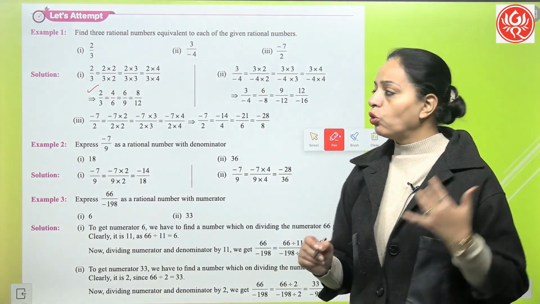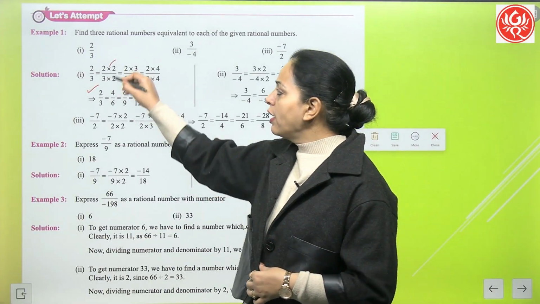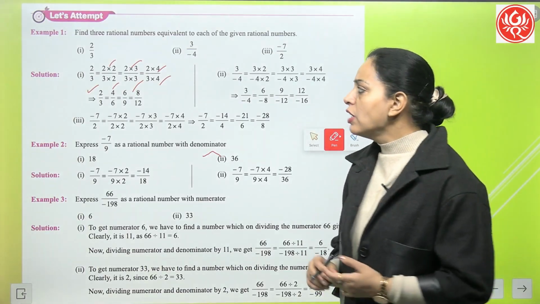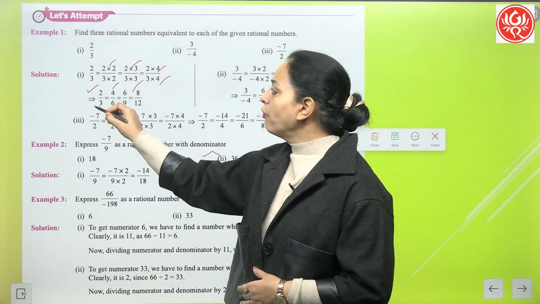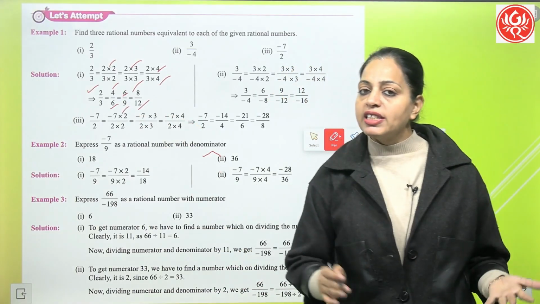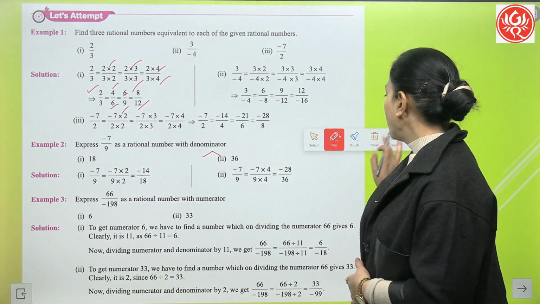2 upon 3, multiply both by 2, then 3, then 4, any number you can choose, right? So what are you getting? You are getting 4 by 6, 6 by 9, 8 by 12. So these are equivalent rational numbers.